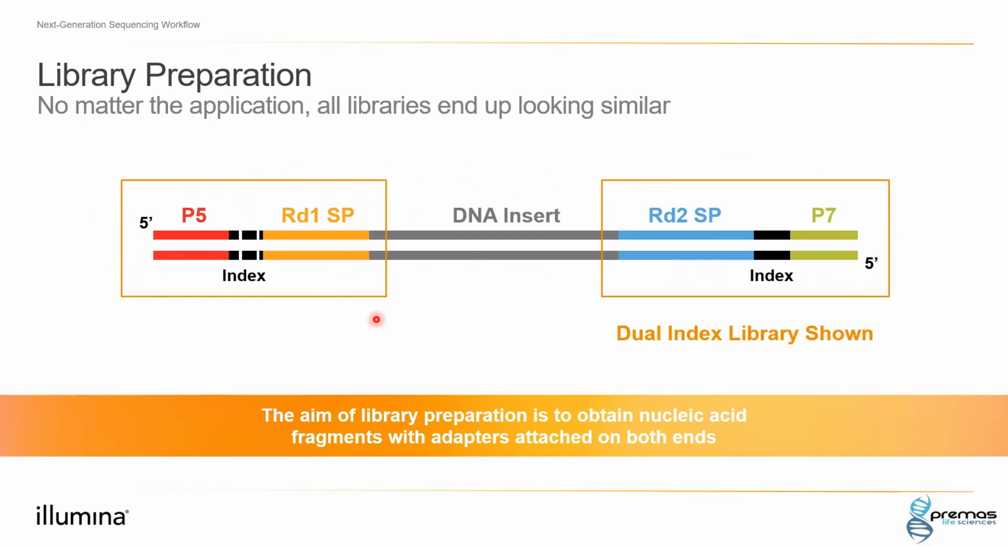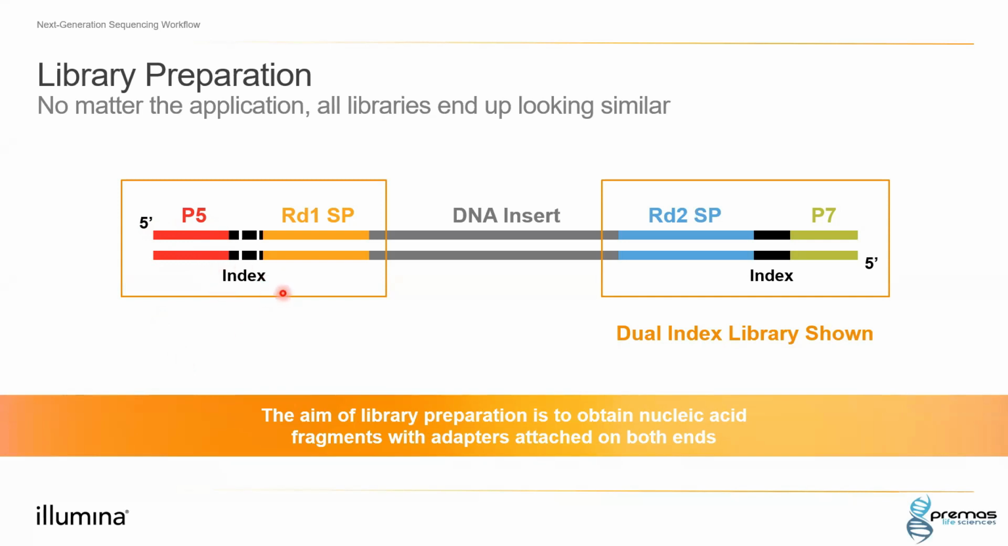You will have a bit more clarity in the next part when I play the video. So basically, you will understand what the individual uses are. P5 is involved in your cluster generation process. It will hybridize to the oligos present on the flow cell.